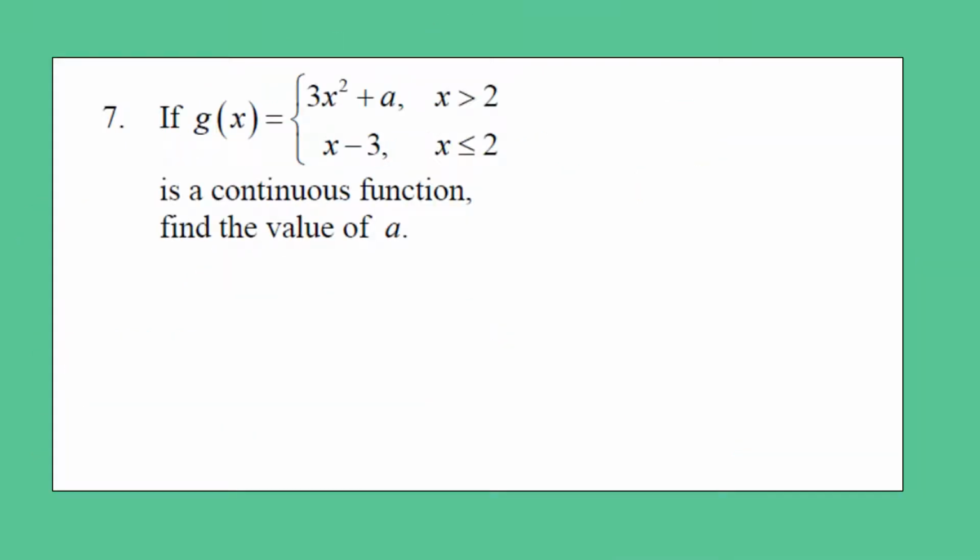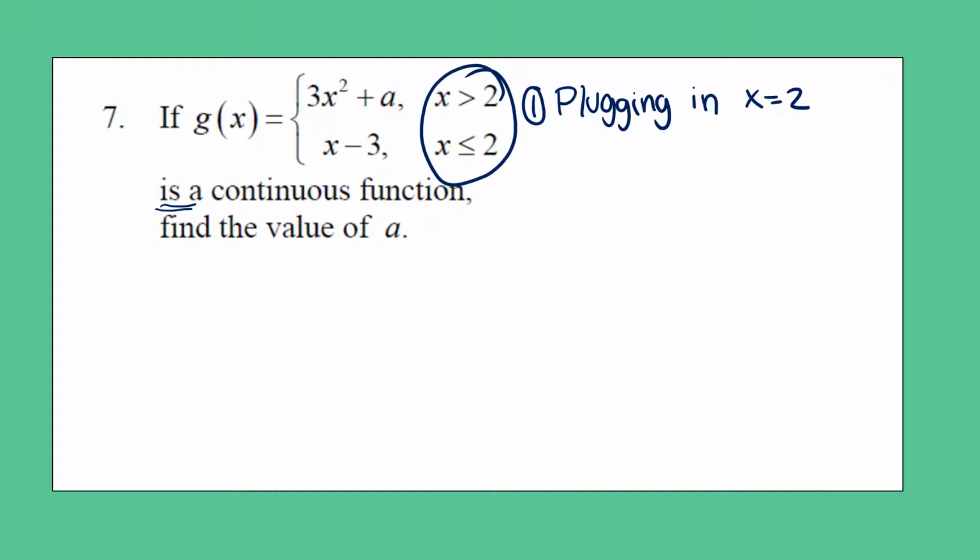All right, 7 is a similar problem, but this time it's telling us to assume that it is continuous at x equals 2. So what we're going to do is start by plugging in x equals 2, right? That's where this break could occur, at x equals 2. Then we're going to set the two equations equal to each other.